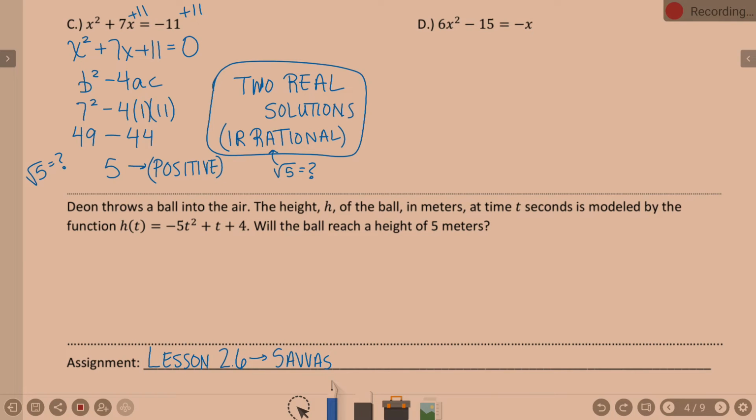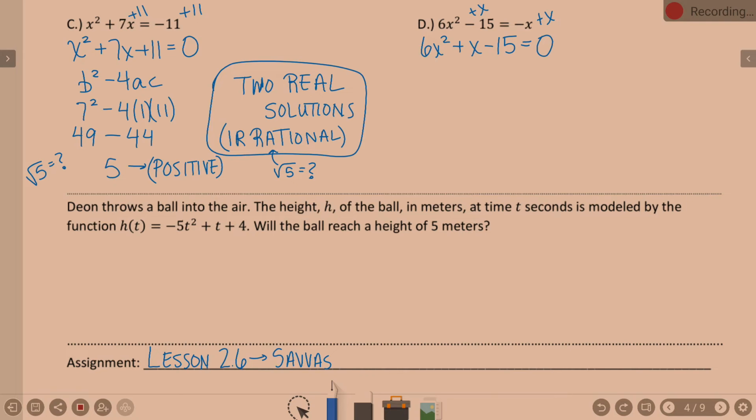Okay, D. 6x squared minus 15 equals negative x. Okay, make it equal to 0. So we're going to add x. How do I rewrite this? 6x squared plus x minus 15. Putting it in ABC order is your best suggestion there.